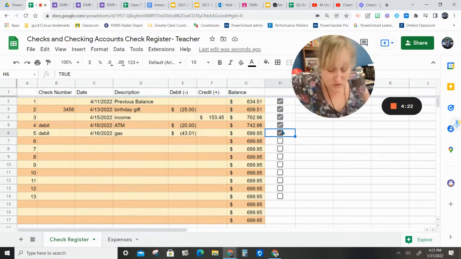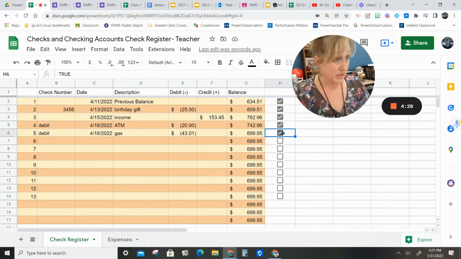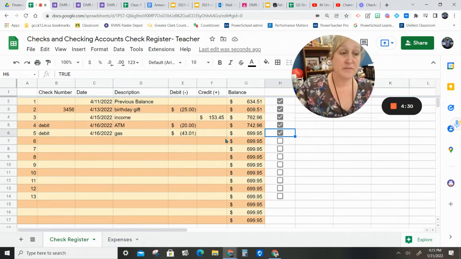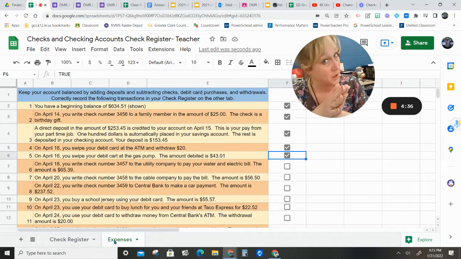Now, I think you guys can try the rest, and if you run into trouble, raise your hand, ask a teacher. Eventually, I will get the answers posted, but for now, just kind of try to fill this in based on these expenses. Make sure to make them positive and negative. That's going to be the big deal.